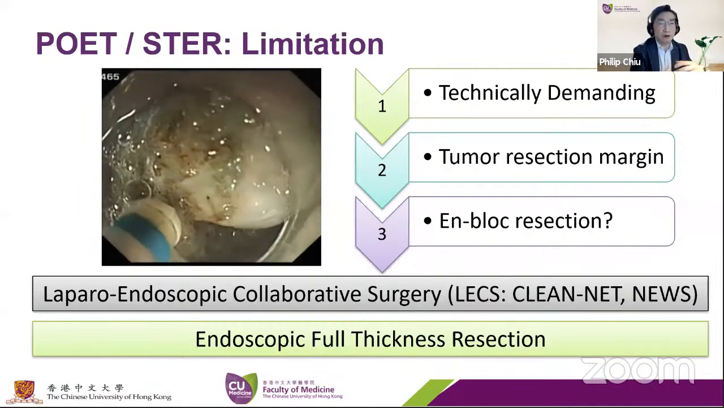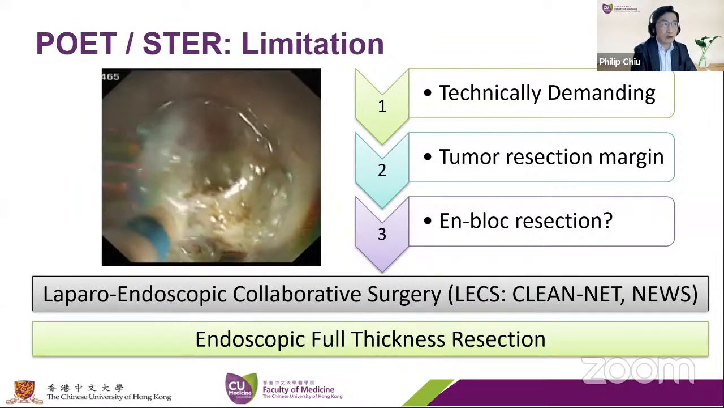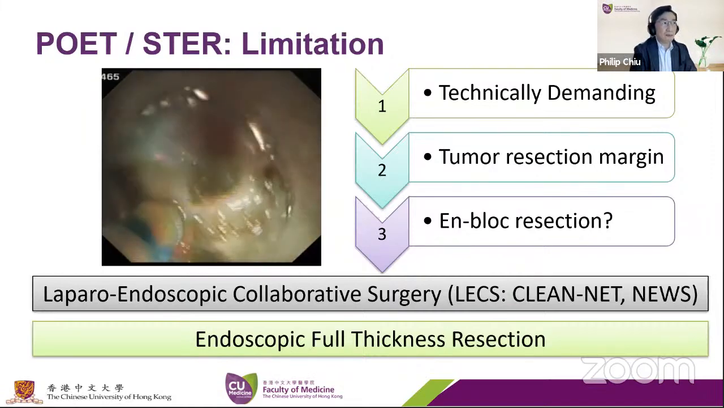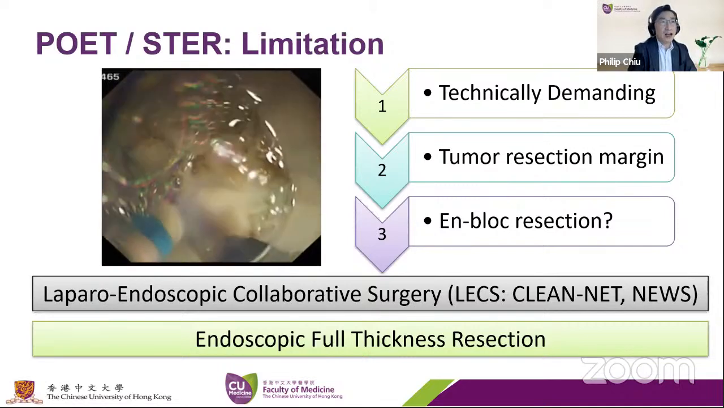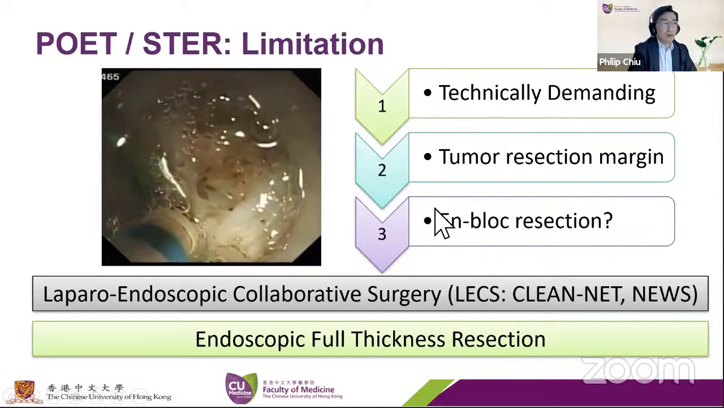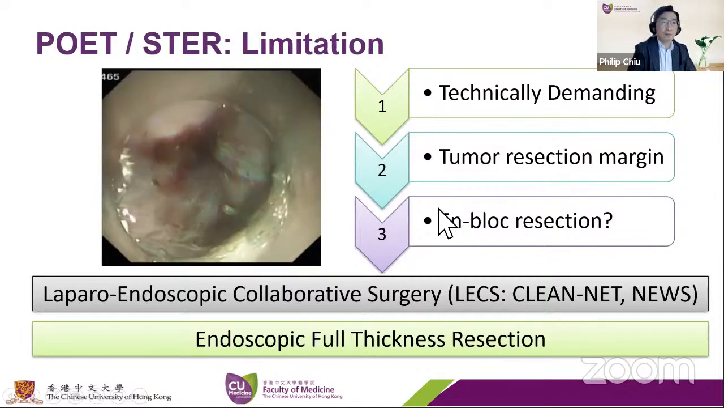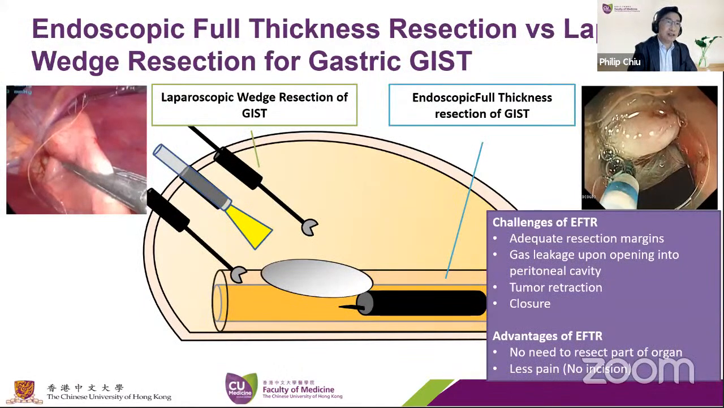So it may be ideal for management of leiomyoma because we are not so worried about tumor recurrence. But if we are managing a GIST in a tunnel, we might worry that we are dissecting too close to the tumor, causing tumor remnant. So that comes to the possibility of en bloc resection with either laparoscopic endoscopic collaborative surgery or EFTR. And I think, as already mentioned, the advantage of a totally super minimal invasive approach is that we do not need a skin incision, so the patient has an even better post-operative outcome and much less pain.